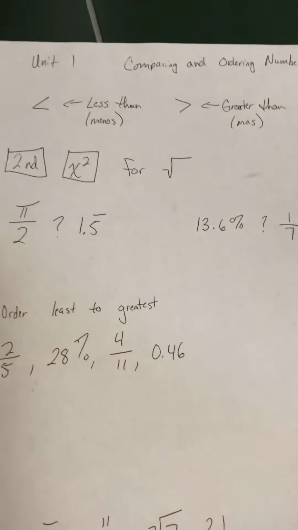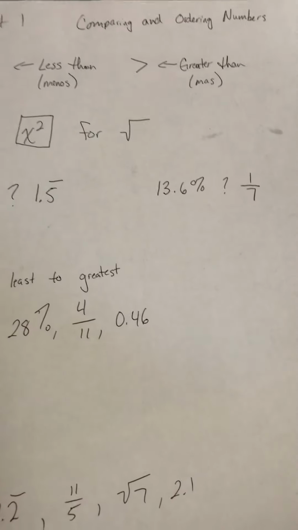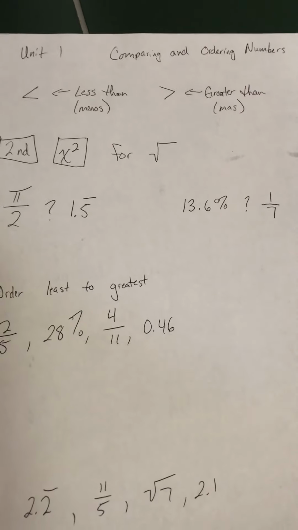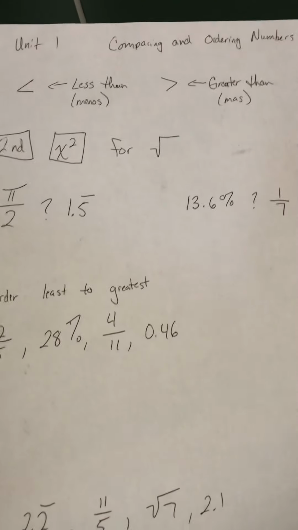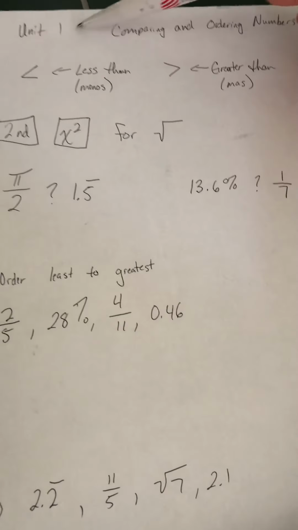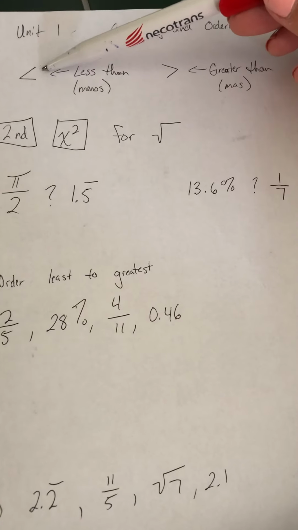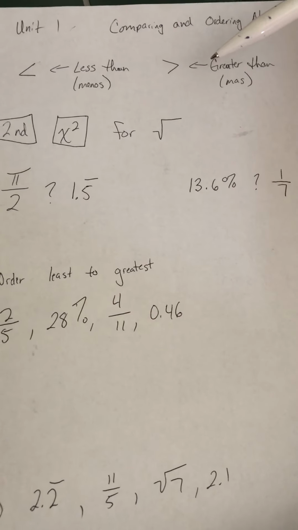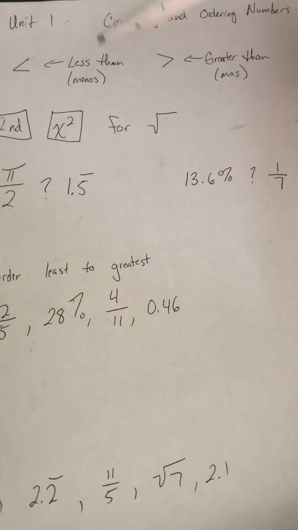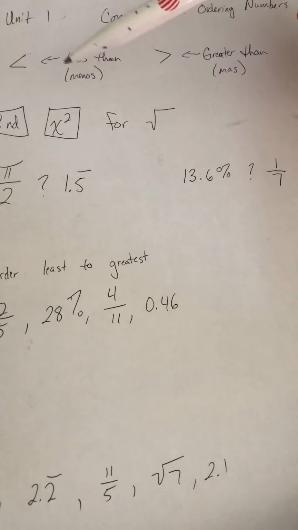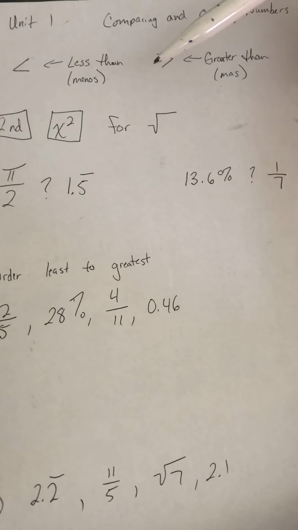Hi guys. We're doing Unit 1, comparing and ordering numbers. A couple of things that I want to talk about before I get into it are the symbols. This is a less than symbol. This is a greater than symbol. When you're doing it, you always want the arrow to point to the smaller number and open up towards the bigger number.